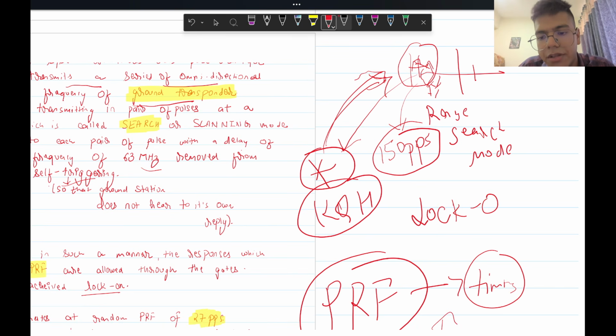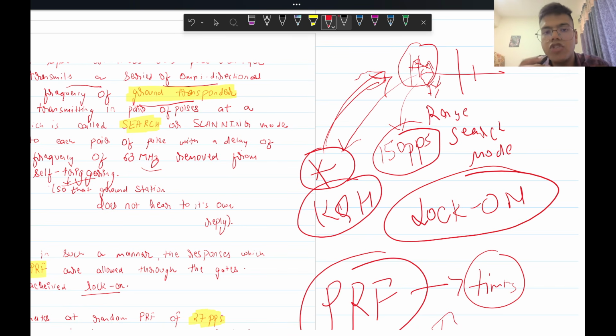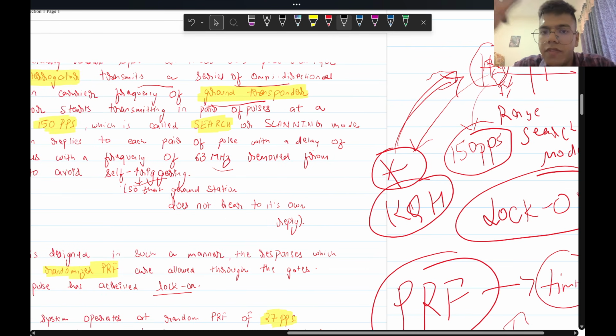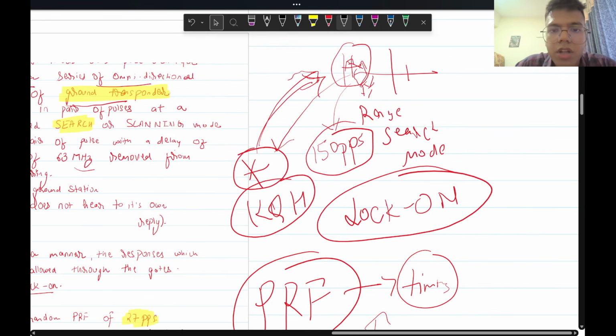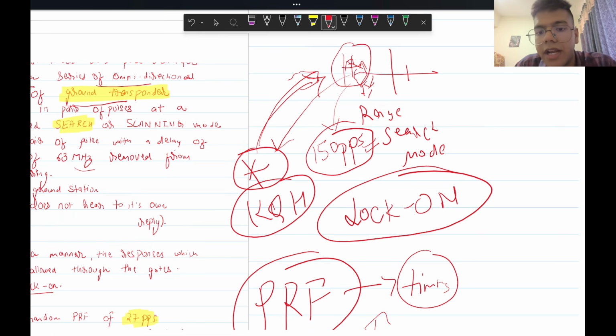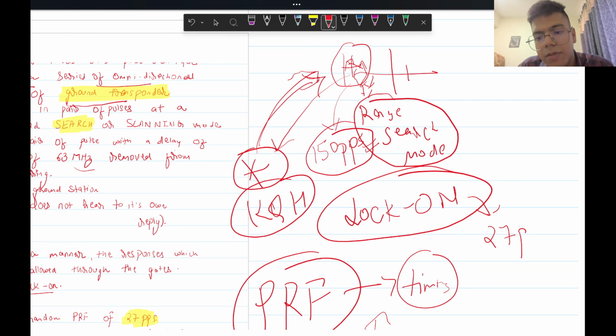lock on happened. In that case there is something we call lock on. So in that case your lock on is achieved. So if the lock on is achieved, now the pulses were transmitting at a rate of 150 pulses per second in the case of range search mode. Now the situation changes. Now you are in lock-on mode. In the case of lock-on mode, it transmits at a rate of 27 pulses per second.